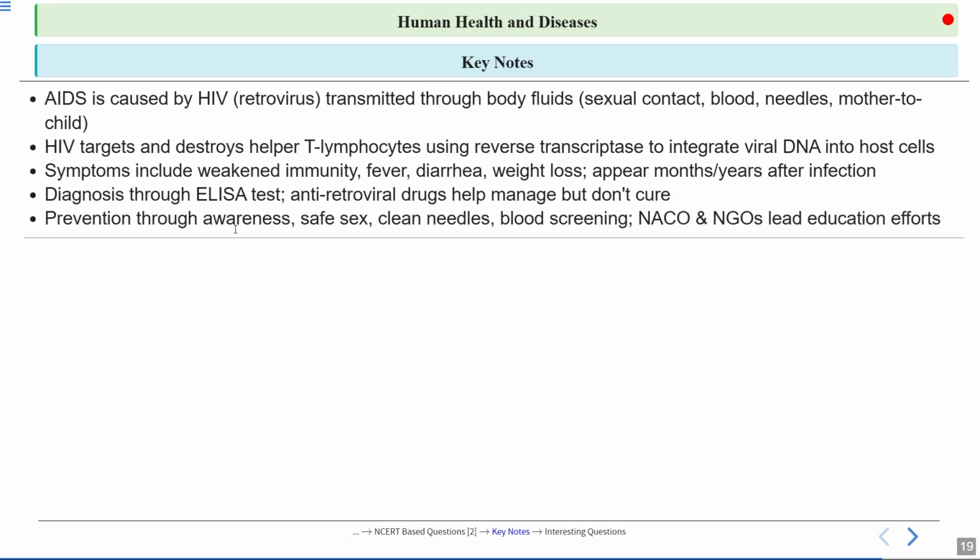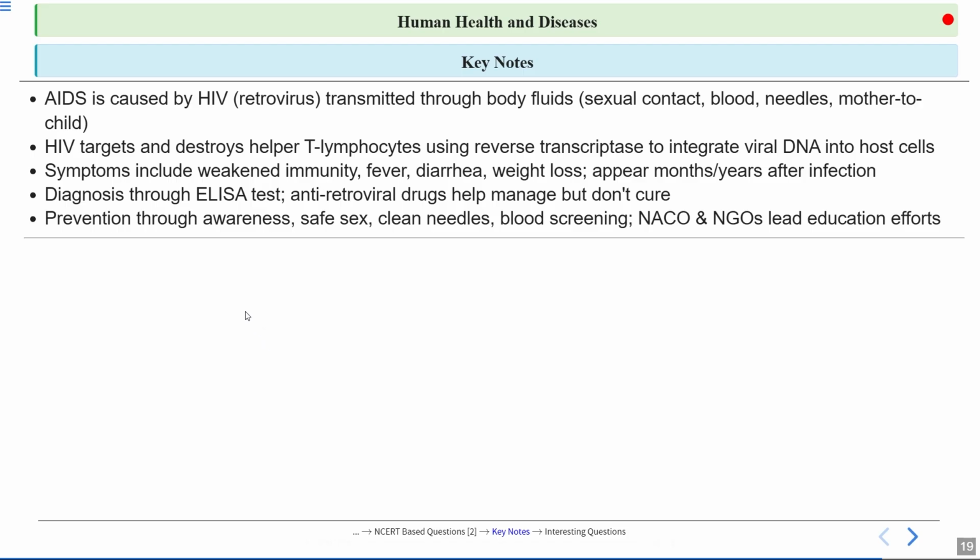Prevention of AIDS can be done through raising awareness, safe sexual practices, using clean needles, blood screening, and there are certain organizations like NACO, the National AIDS Control Organization, and NGOs that spread awareness regarding this issue. Okay, clear? So this was about AIDS.